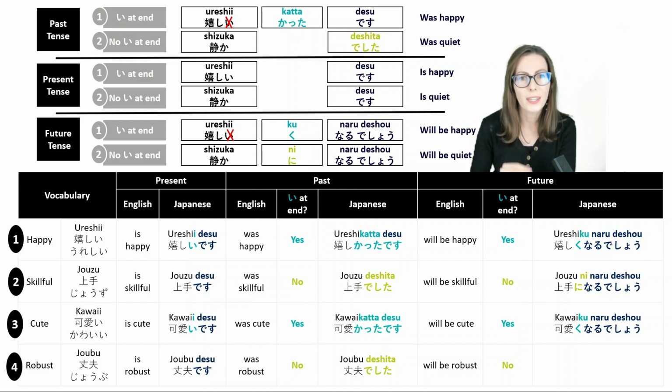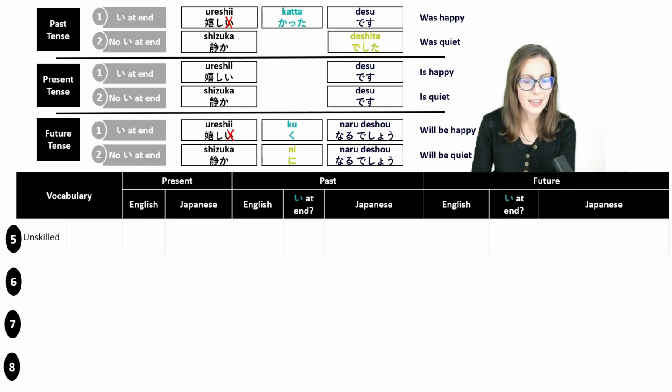So how do you say will be robust? It would be 丈夫になるでしょう, right? Excellent. Let's see the next batch. How do you say unskilled? It would be 下手. So how do you say is unskilled? It would be 下手です.